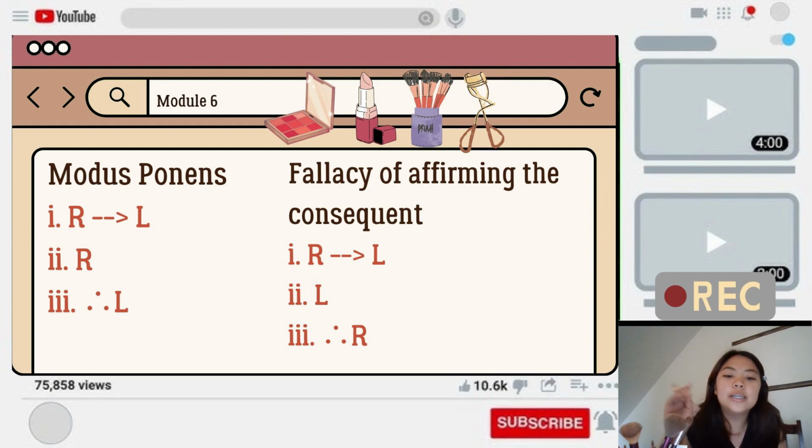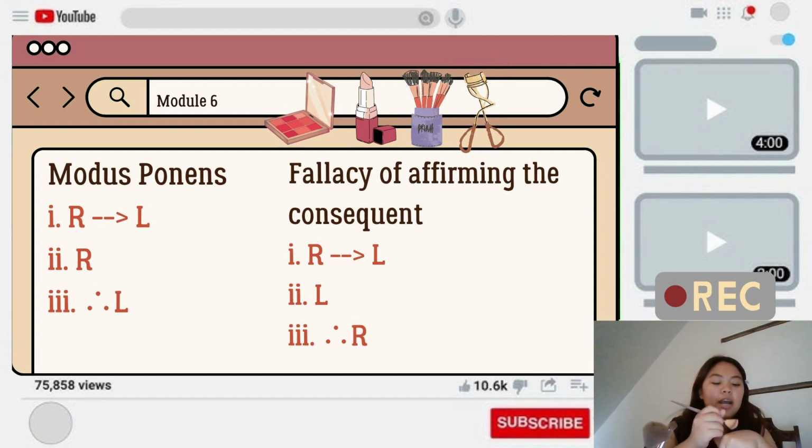If we use it in an example, premise 1, if it rains, then the ground will be wet. Premise 2, it is raining, and therefore the ground is wet. From here, we can see that premise 2 affirms the antecedent. On the other hand, affirming the consequent is the reverse, an invalid argument. Premise 1, if R, then L. Premise 2, L. Therefore, R.